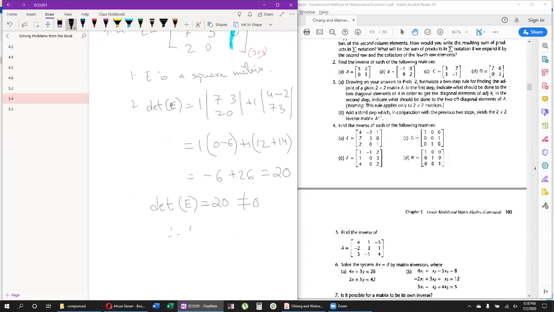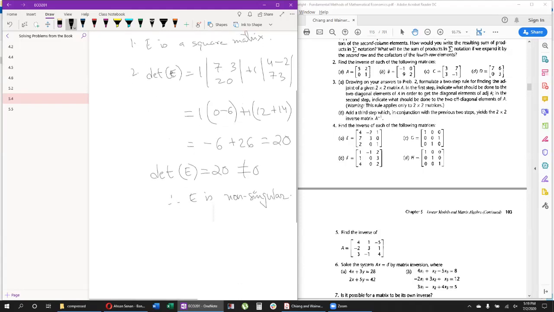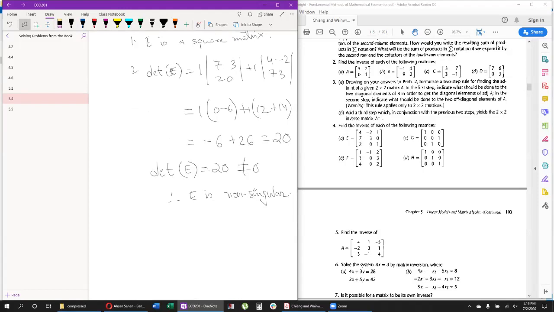So therefore E is non-singular, which means an inverse exists. The third step is to calculate the minors. So M11, M12, M21, and M22.